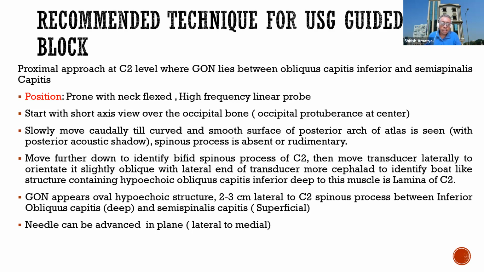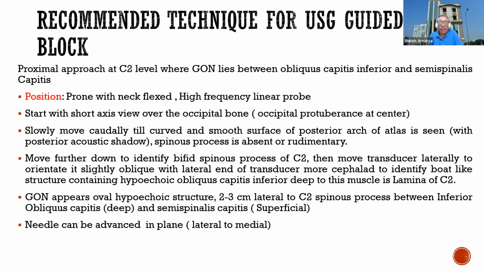And in this area, we can see a hypoechoic round structure. Normally, the inferior obliquus capitis muscle is seen as a boat-shaped structure, which is lying over the lamina of C2 vertebrae. And in between this inferior obliquus capitis and semispinalis capitis, we can appreciate an oval hypoechoic structure, normally 2 to 3 centimeter lateral to the C2 spinous process.